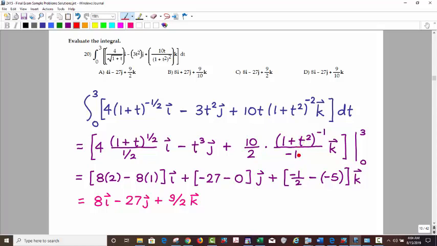Yeah, negative 1 over 10, and the 10s would cancel, and it makes it negative 1/2. Then you put 0 in here, that just becomes negative 1. You have 5 divided by negative 1, makes it negative 5. So negative 1/2 plus 5 is 9/2. So you have the vector 8i minus 27j plus 9/2 k. That will be answer C.